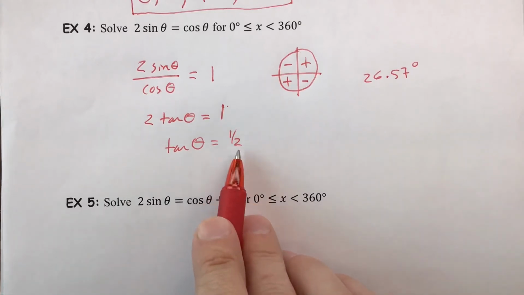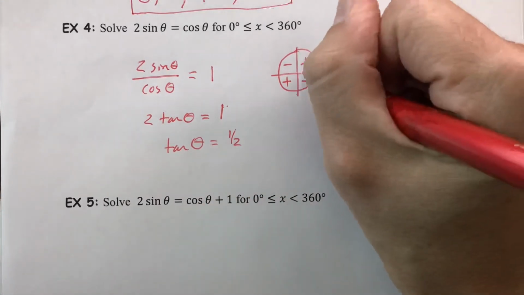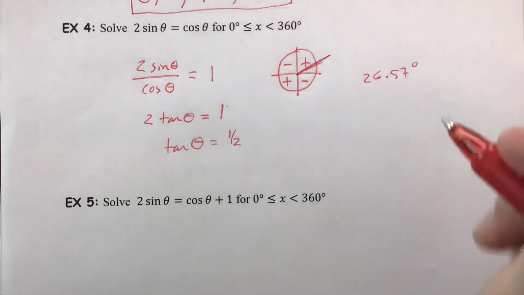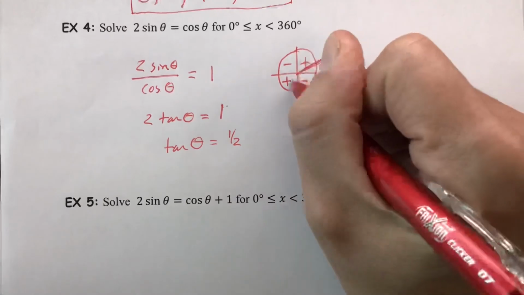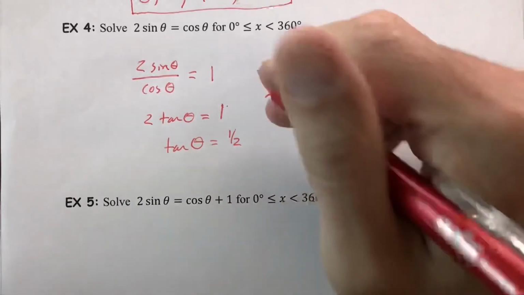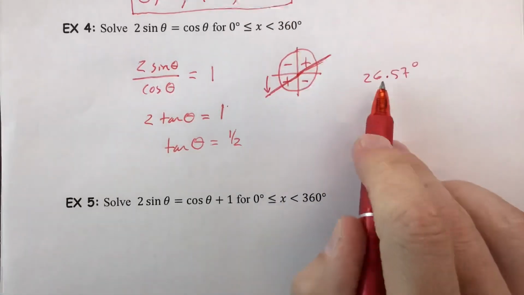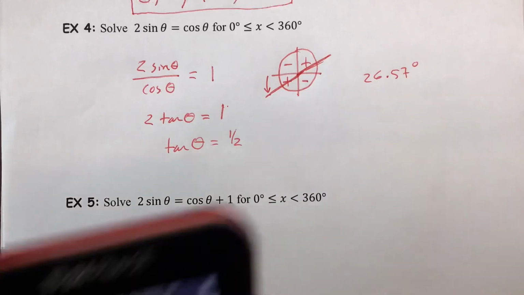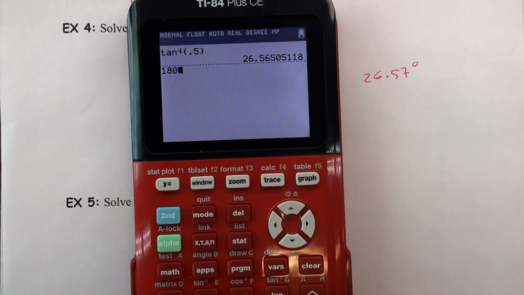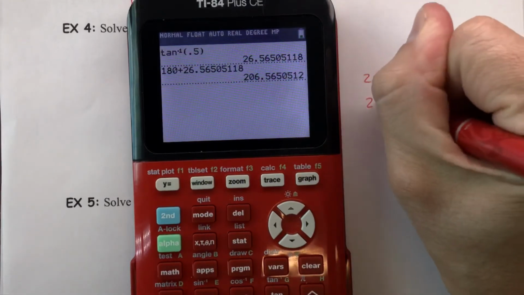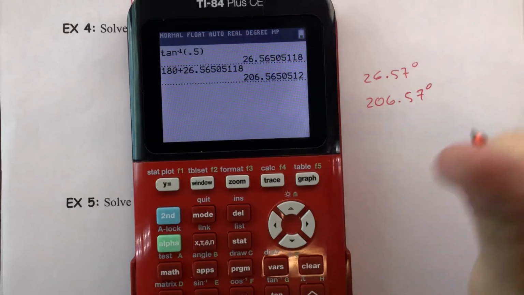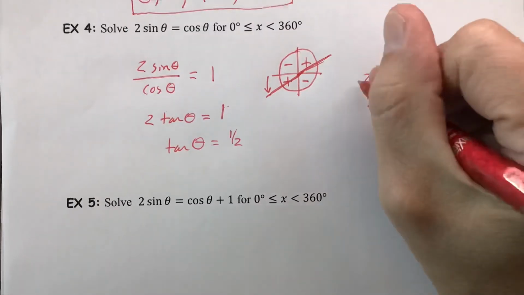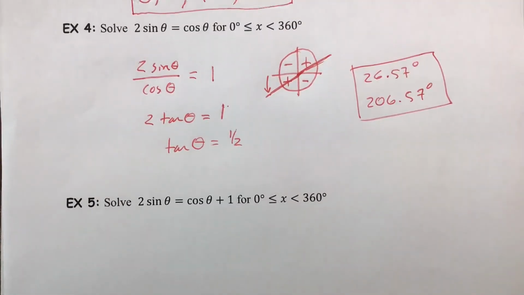Now, this was a positive 1/2. That means that we got an answer over here. It was measuring up 26.57 degrees that way. You can go ahead and extend that line straight out and add that measurement onto 180 degrees. Okay, so 180 plus that last answer is going to give us 206.57 degrees. So those would be the 2 answers that you get here.